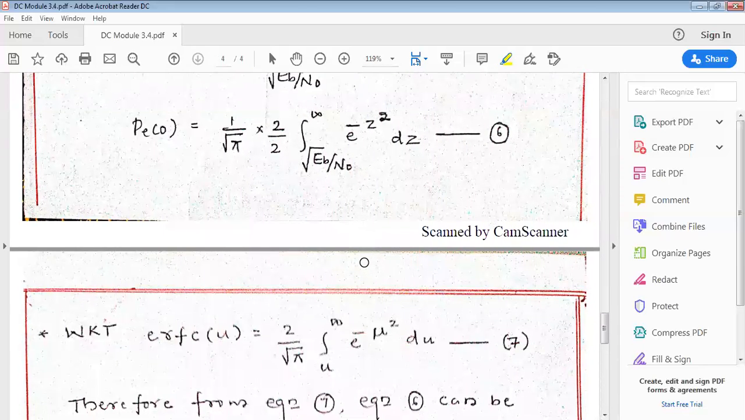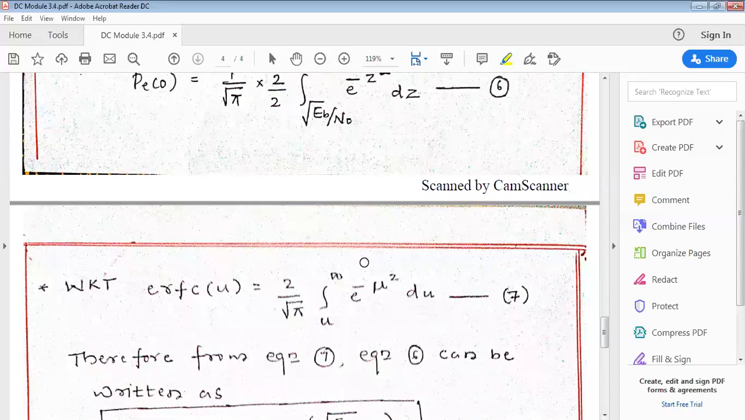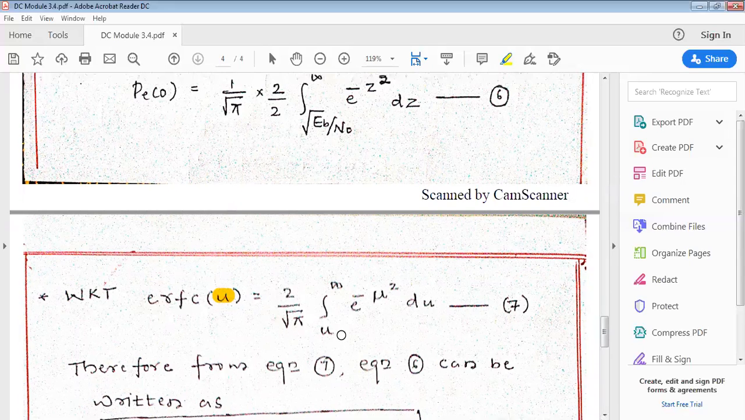And in communication systems, especially in digital communication systems, when we are finding the probability of error, we have to consider one important parameter, known as the complementary error function. Here ERFC: ER means error, F means function, and C means complementary. So the complementary error function of any variable u is given mathematically as 2 divided by square root of pi into integration from u to infinity of e raised to minus u square into du. You just compare equation 7 and equation 6, right?